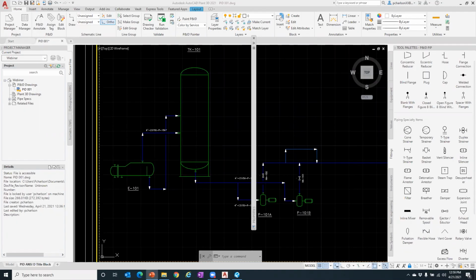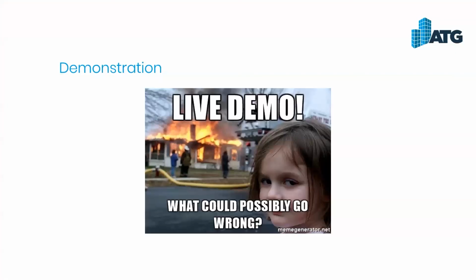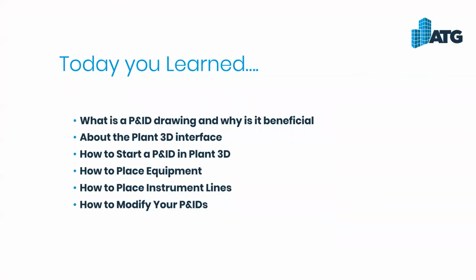All right. So we'll wrap this up here. So again, a few of the things we took a look at. Again, the user interface, how to start a P&ID, went in and placed some equipment, added some instrumentation lines, did a little modification within the P&IDs. So again, just kind of grazing the surface of what you can do with P&IDs, but I think it's a very powerful option to have.